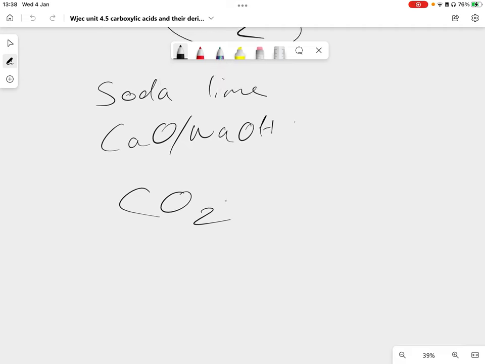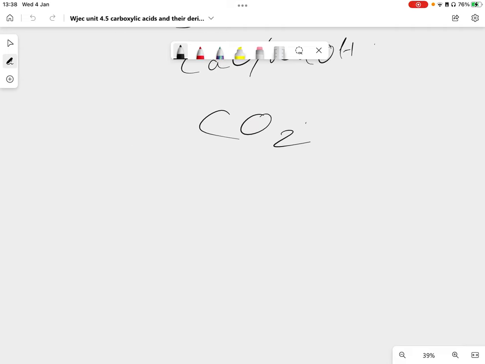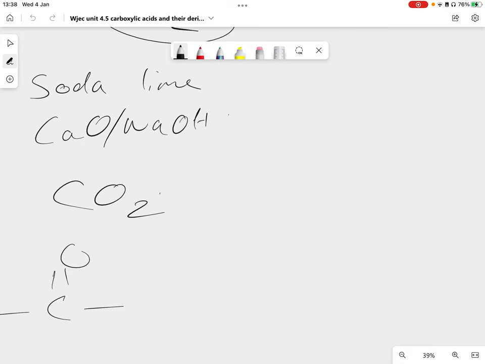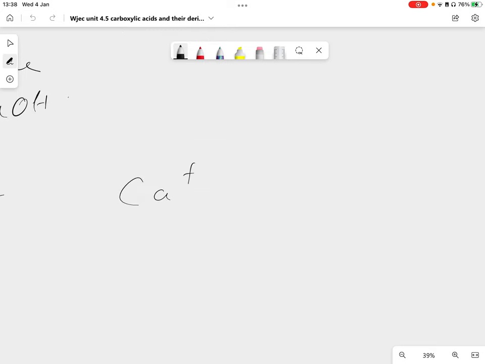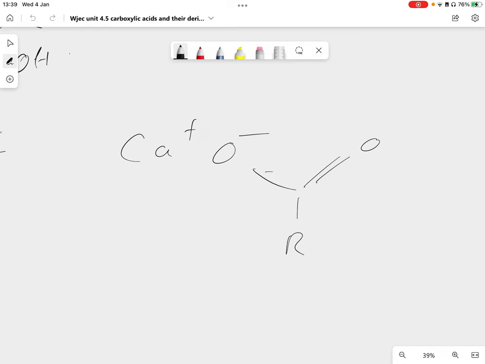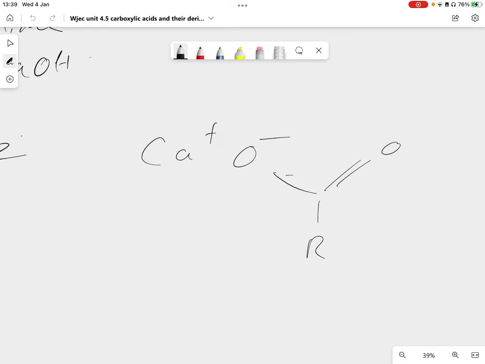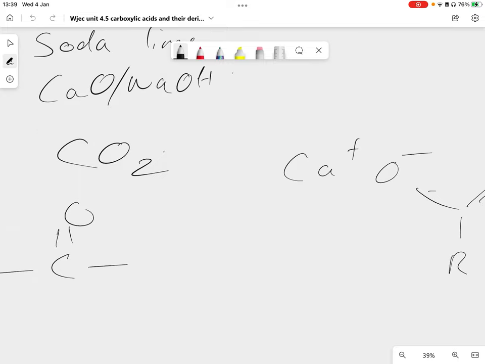Or, without the use of soda lime, you can do decarboxylation if you've already got the calcium salt of an acid and CO2 is removed. However, that will produce a ketone. Now you do this by heating it. So if you have the calcium salt of the carboxylic acid, like so, you heat that and you produce a ketone, but the ketone has a longer chain length.